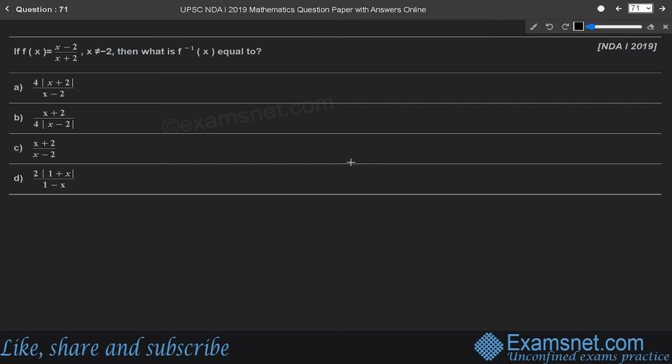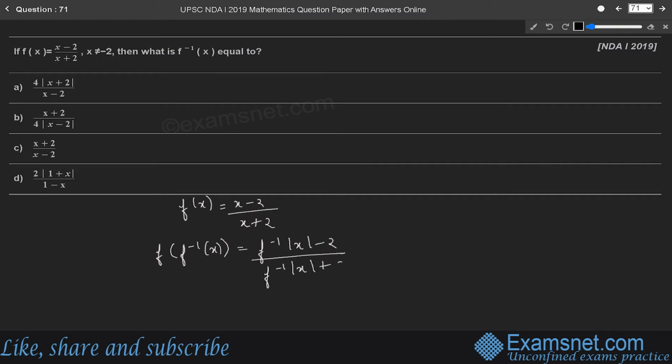Next question is, if f of x is equals to x minus 2 upon x plus 2, where x is not equal to minus 2, then what is f inverse x equal to? We know that f of x is equals to x minus 2 upon x plus 2. Therefore, replacing x by f inverse x, we get f of f inverse x is equals to f inverse x minus 2 upon f inverse x plus 2.